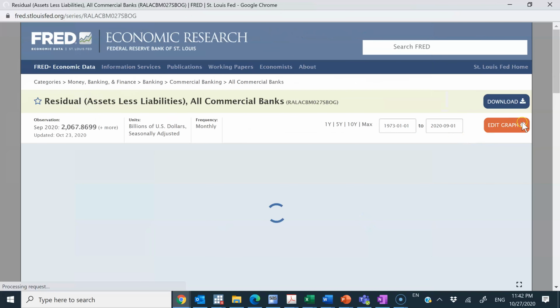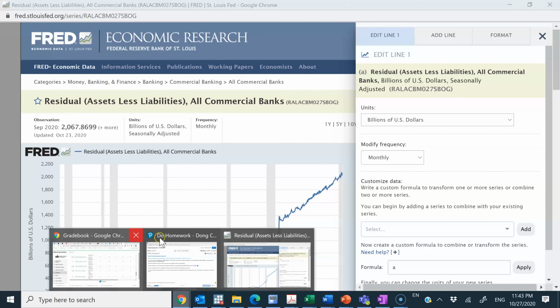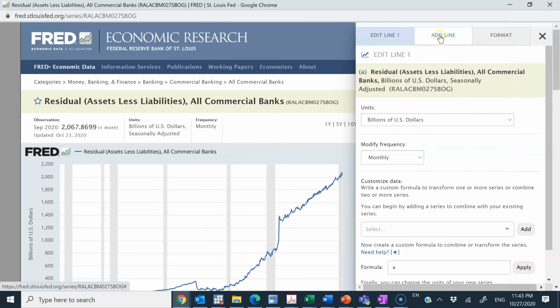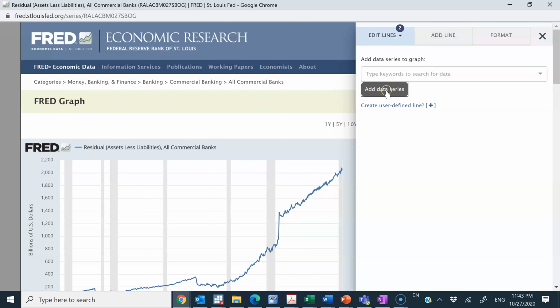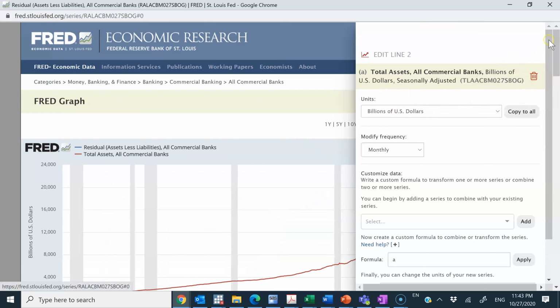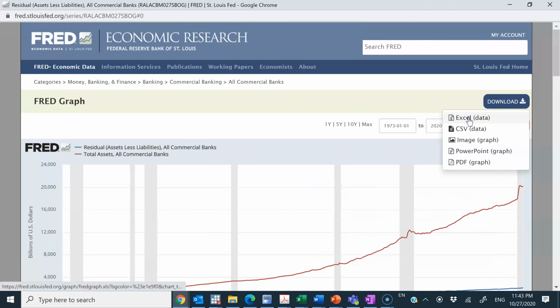And then we can edit this graph by adding the other data item, because we want to put both data items in one Excel sheet, and that can make the calculation more convenient. So we can just put this symbol into the search box using the add line function, and you can see it directly gives us the total assets of all commercial banks. So now I can add data series, and this will give me the data. Now I have both, right? So I can now download this into Excel.